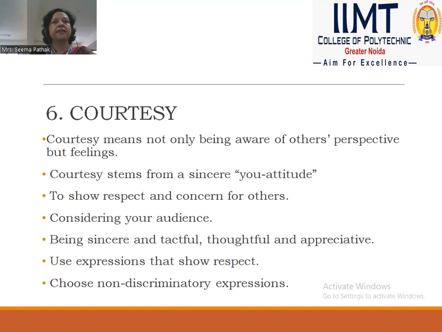Being sincere and tactful, thoughtful and appreciative. While communicating, you have to appreciate, you have to think a lot, you have to use certain words, certain postures for being tactful, and sincerity is, of course, very needed. Use expressions that show respect. While communicating, expressions showing respect are needed. Choose non-discriminatory expressions. You need not be derogatory and should not be derogatory while speaking.